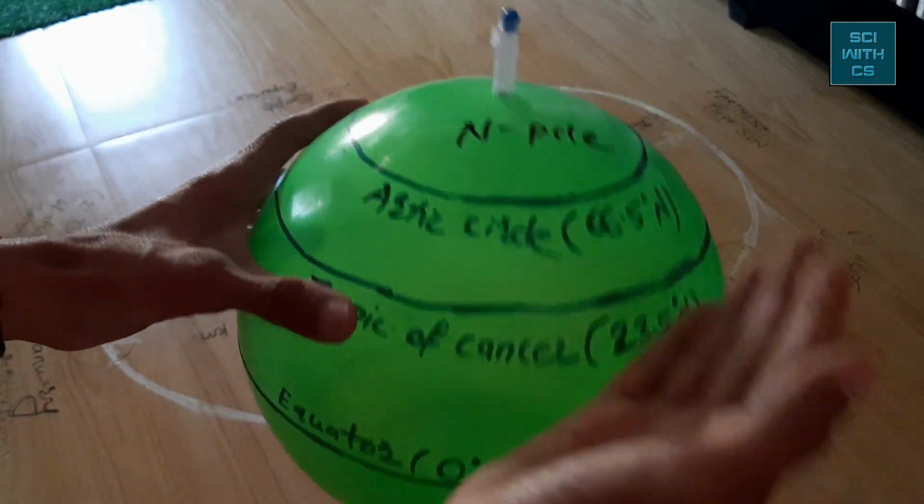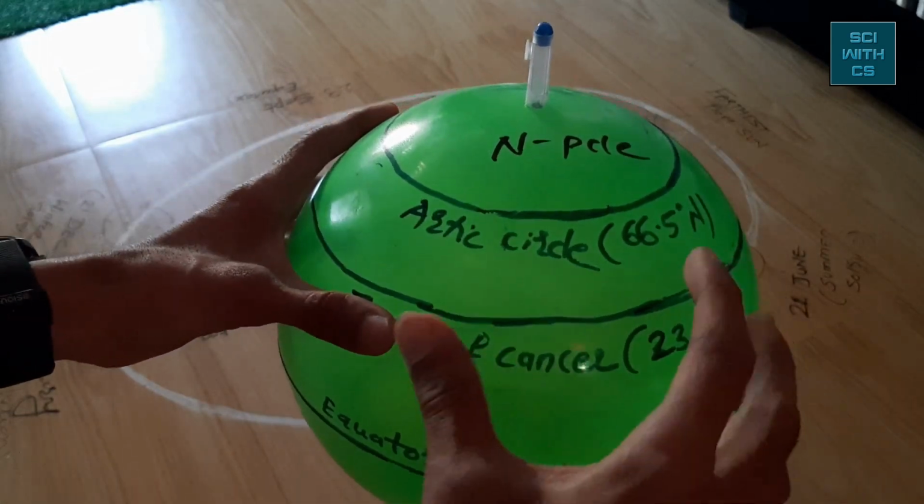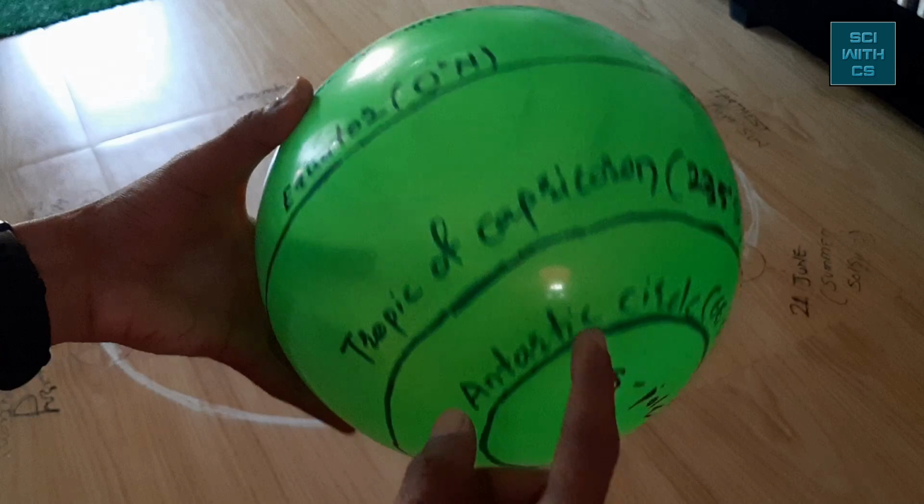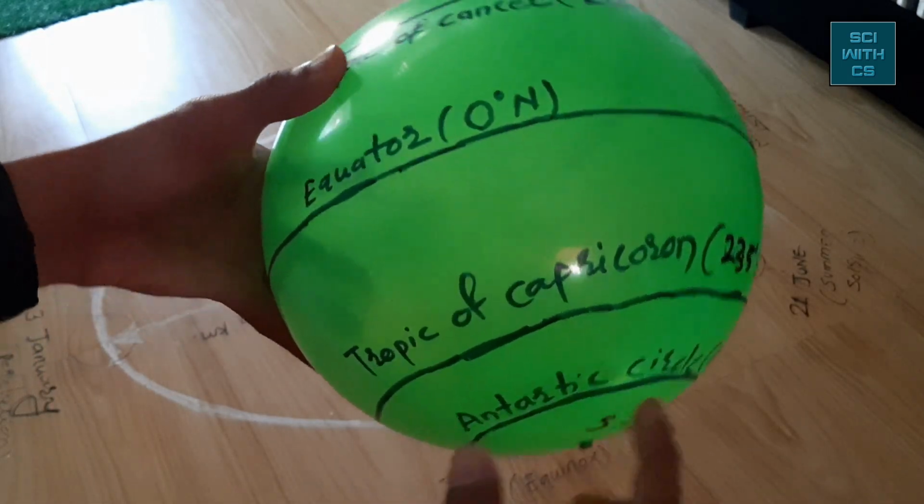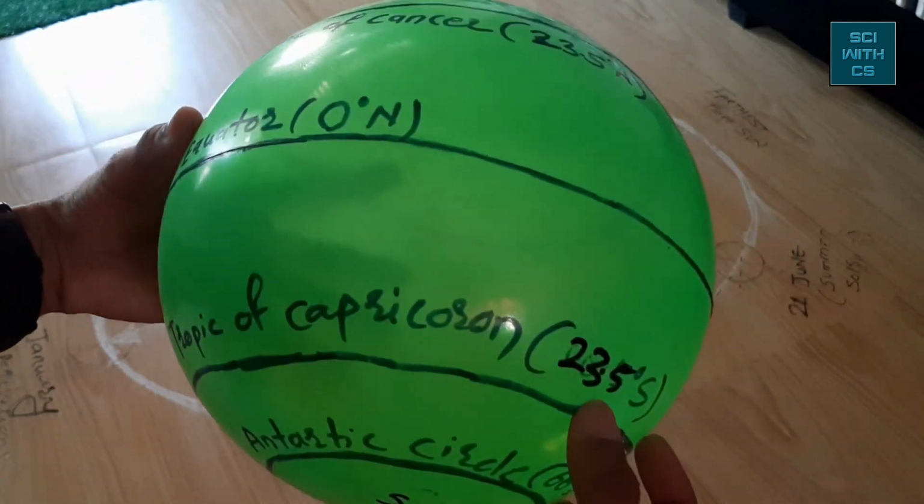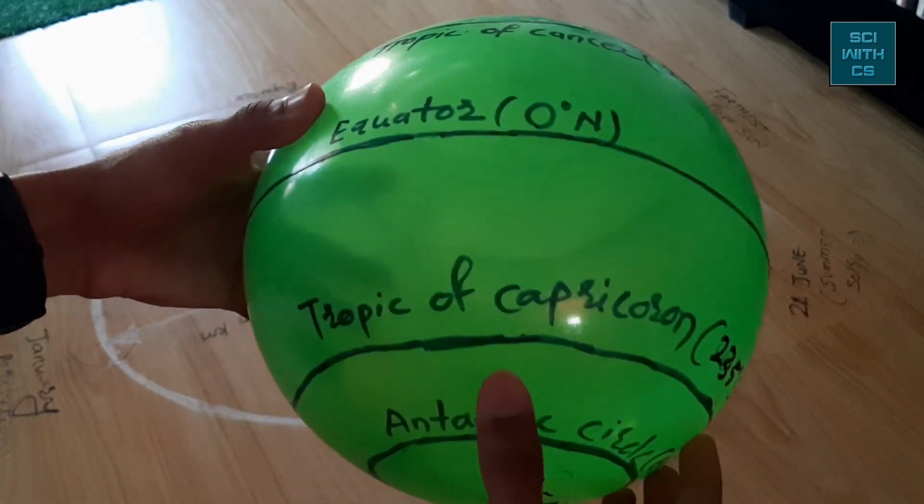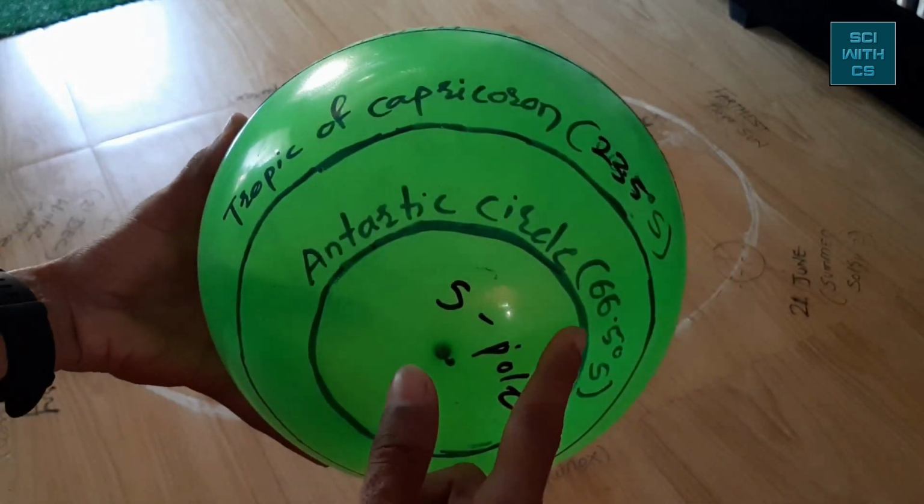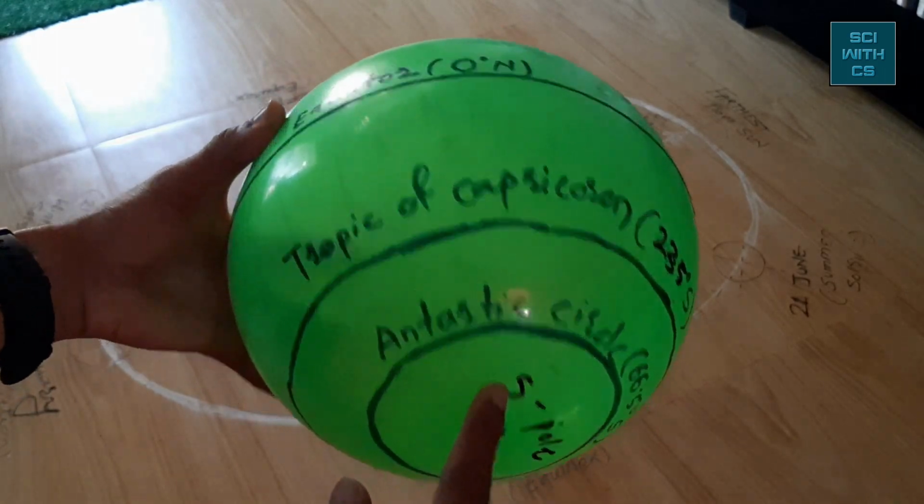So above the equator, towards the north, is the northern hemisphere, and below the equator, towards the South Pole, is the southern hemisphere. On the 23.5 degrees south, this is the Tropic of Capricorn, and the Antarctic Circle is at 66.5 degrees south. Okay, so is that clear?